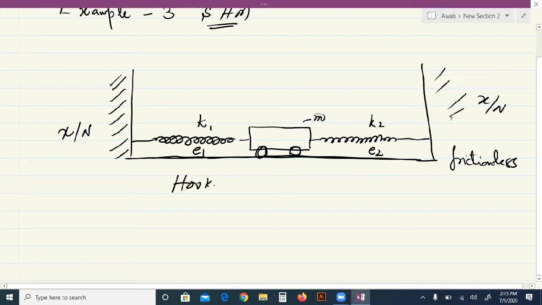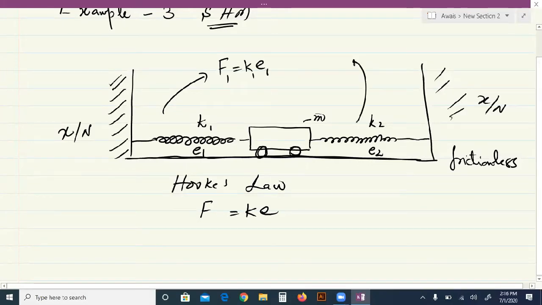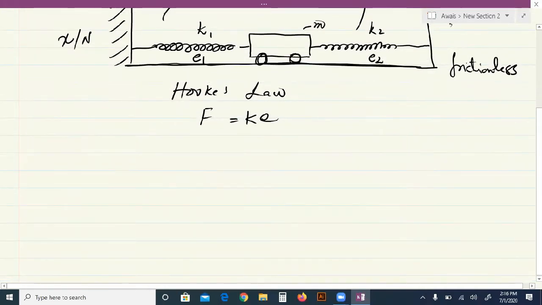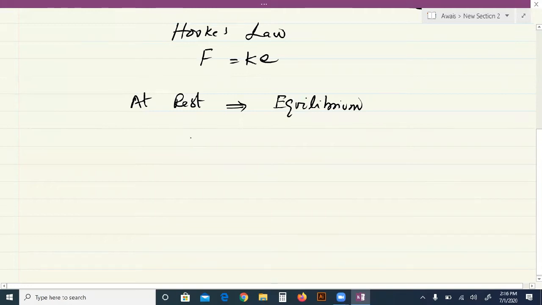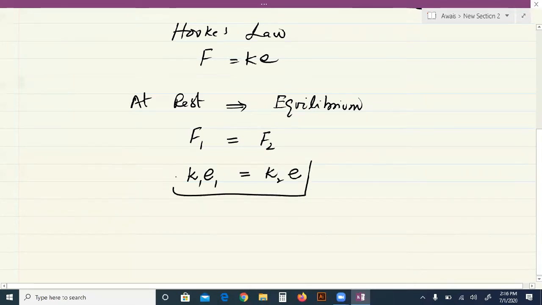According to Hooke's law, F is equal to KE. So this side force F1 is equal to K1 E1, and this side force F2 is K2 E2. But the trolley is at rest, which is called equilibrium. So due to this equilibrium, left side force F1 is equal to right side force F2. So the resultant force is 0. So we can write K1 E1 is equal to K2 E2.